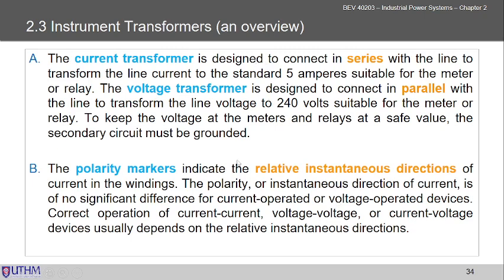Okay, so you can read through these descriptions. At section A, what is that? At section B, what is that? Section B is to show you the polarity markers.